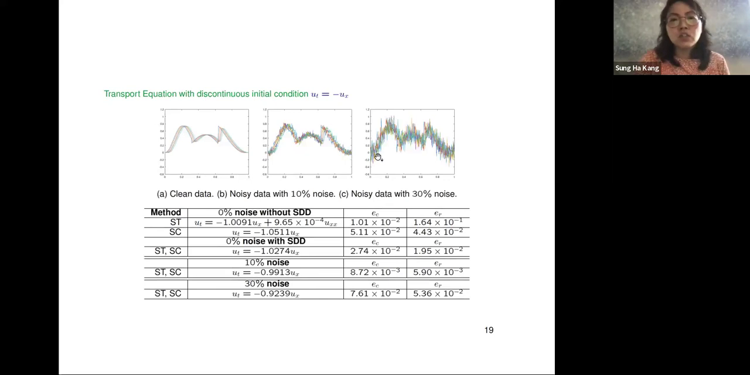So in this case, you have a discontinuity, and still you can find it. You have like 30% noise, which looks like that, but still it recovers. The original equation is UT is equal to negative UX, and you get negative 0.9 of it with 30% noise. This is comparing the coefficient error, and the error value is pretty small.